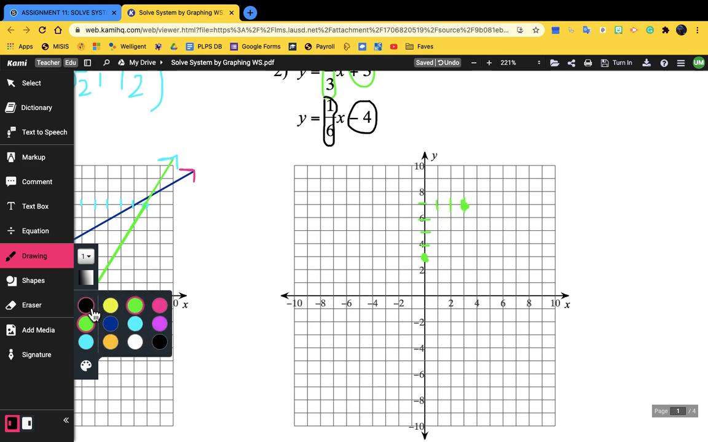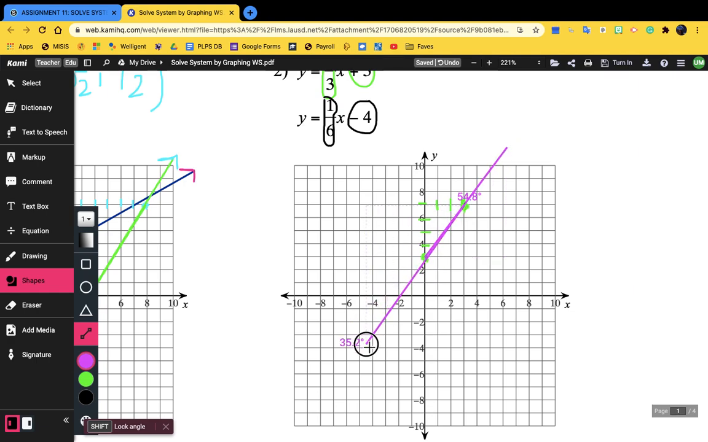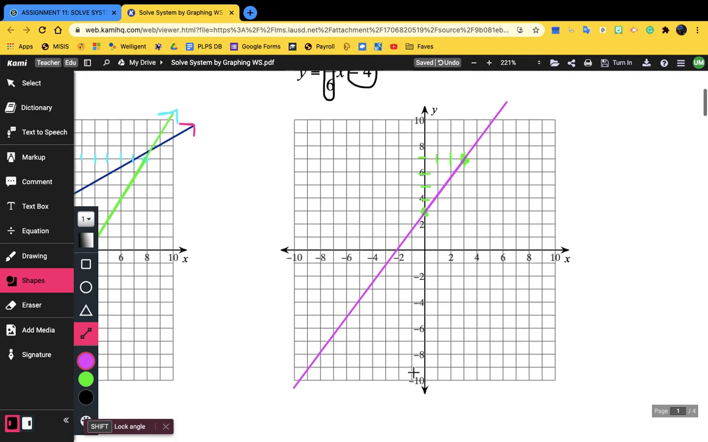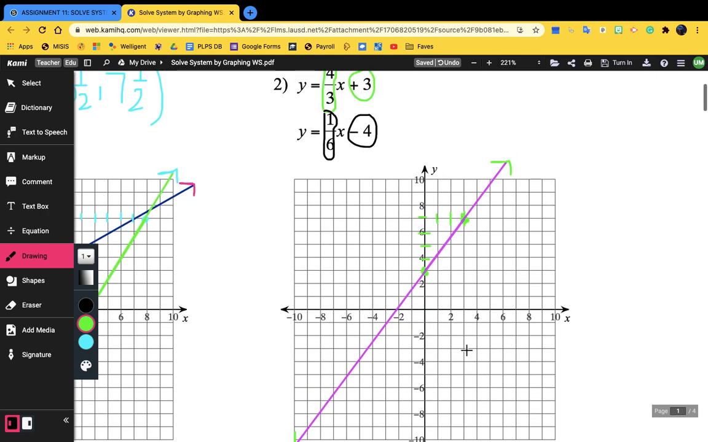So I'm going to go over to shapes, and I'm going to insert a line, and I'm going to pick a purple line from my first green through my second green point, and from my second green point all the way through my first green point. Go back to drawing, and I'm going to draw in arrows on each side. Look at that. All right.